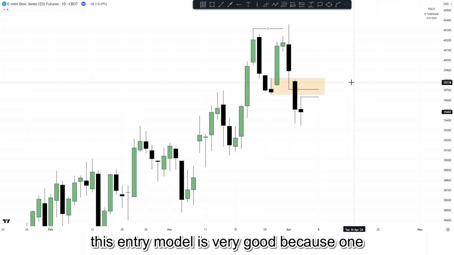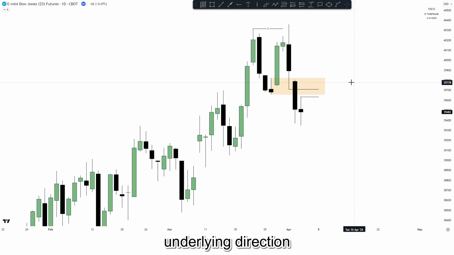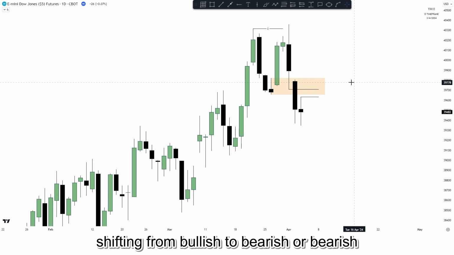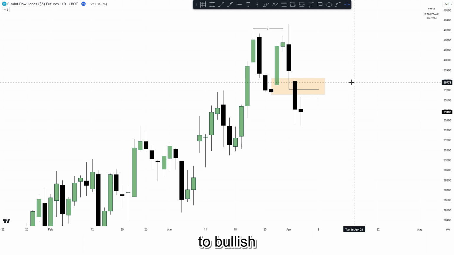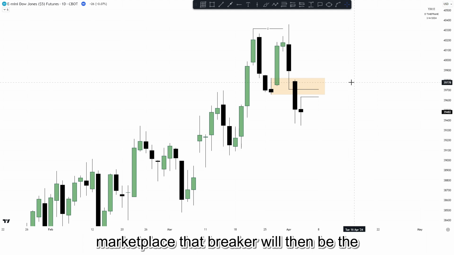This entry model is very good because, one, the breaker is one of the strongest PD arrays because it is the start of a new underlying direction inside of the marketplace. When we're shifting from bullish to bearish or bearish to bullish, essentially changing the structure of the marketplace, that breaker will then be the solidification of that new market structure shift.